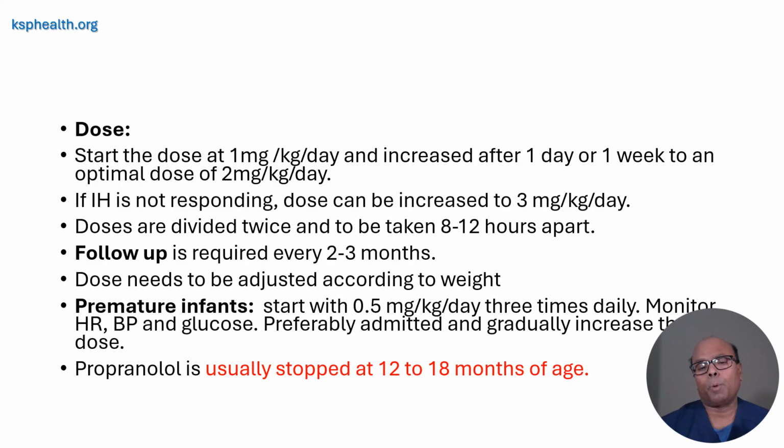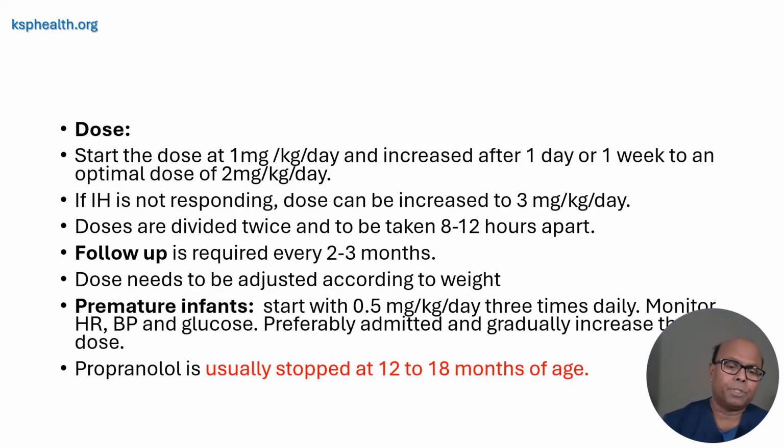The starting dose of propranolol is 1 milligram per kg per day and increased over one week to an optimal dose of 2 milligram per kg per day. If the hemangioma is not responding, the dose can be increased to 3 milligram per kg per day. Doses are divided into two, to be taken 8 to 12 hours apart. Follow-up is required every 2 to 3 months. The dose needs to be adjusted according to the weight.